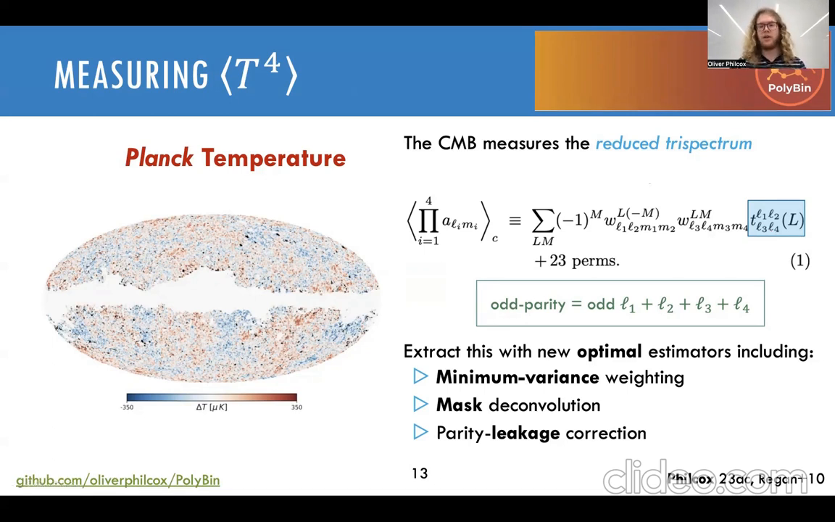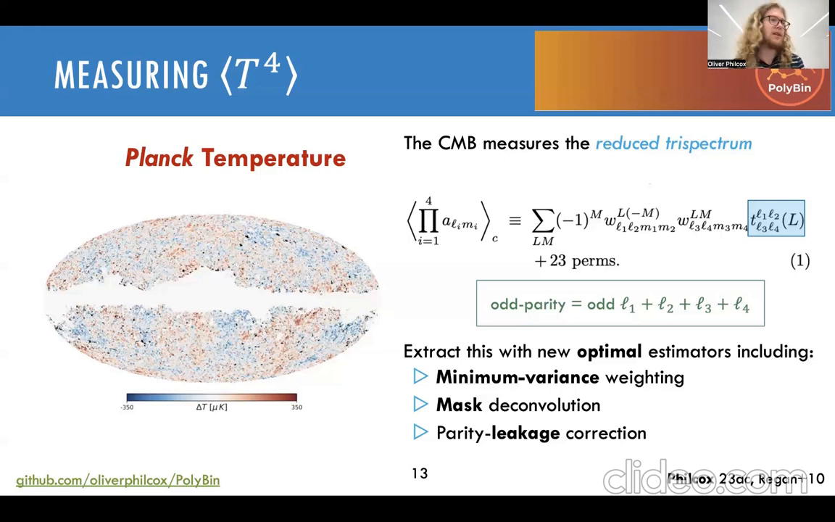It's a harmonic space version of the 4-point function, and it actually has a really nice decomposition in terms of parity. If L1 plus L2 plus L3 plus L4 is odd, this thing is parity odd. If they're even, it's parity even. That's it. There are no other interesting manifestations of parity here. It's a very simple breakdown.